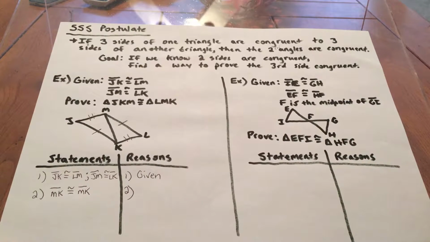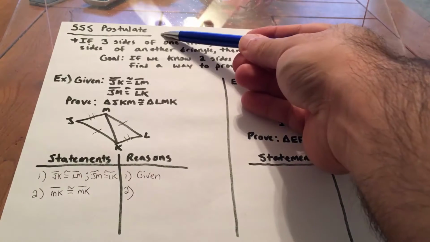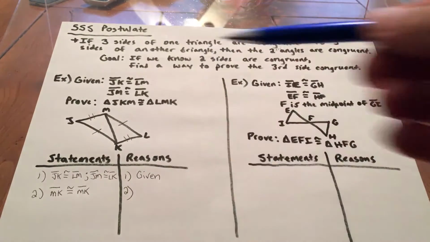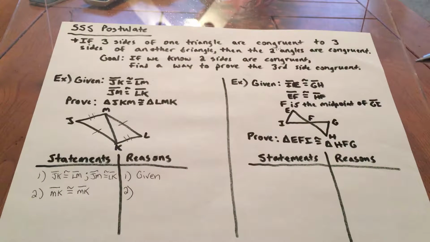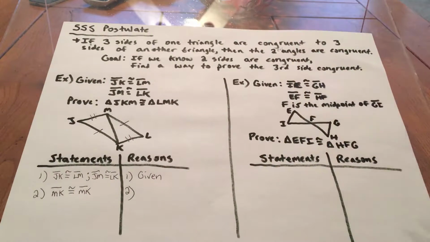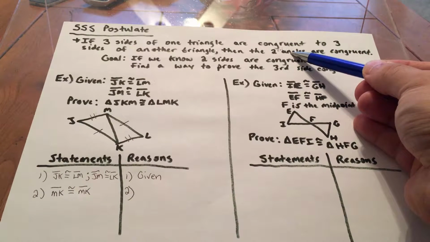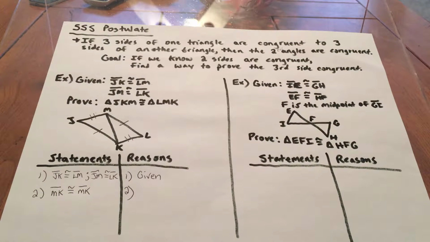Okay, so we're continuing our discussion about proving triangles congruent. Up here, we're talking about the SSS postulate, and what that means is side, side, side. That's what it stands for. So basically, what it's saying is what we've written right here. It says if three sides of one triangle are congruent to three sides of another triangle, then the two triangles are congruent.